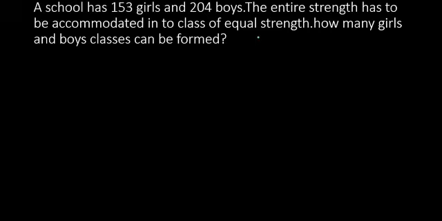Now see here, it has been said as equal strength. This is called the key. When it says equal strength, we have to apply the concept of HCF, or greatest common divisor. Now class strength should be equal. That means there should be boys classes and girls classes. I am not mixing boys and girls together. There should be boys classes separate, girls classes separate, and the strength of the class should be equivalent.